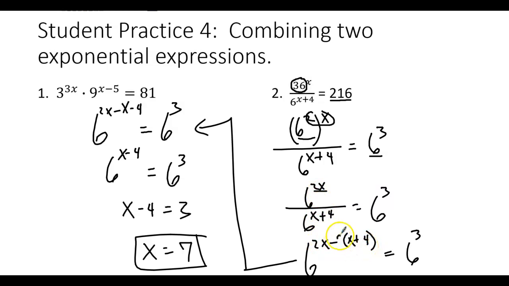And then I'm going to distribute this negative once again. So that becomes negative x minus 4. Then we simplified. 2x minus x is 1x. Now it looks pretty standard, so we drop the bases and make an equation out of the exponents and solve. You should have gotten 7 as a final answer.